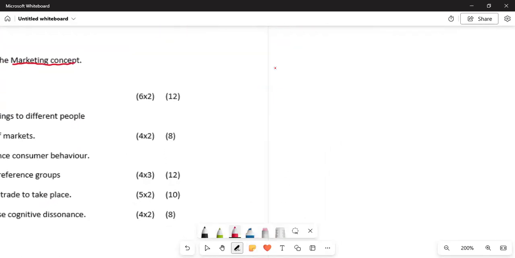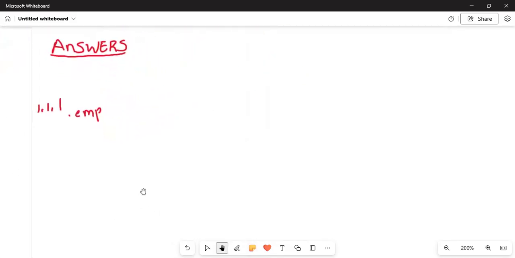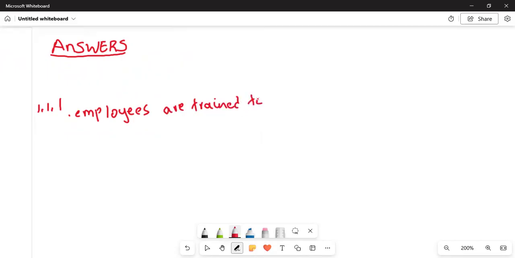1.1.1. We are saying employees are trained to be aware of consumer needs. When you are aware of consumer needs, it means you are going to be able to satisfy those needs. That is when you are consumer oriented. You're putting customers first. So in the eyes of the consumer, the employee is the business.